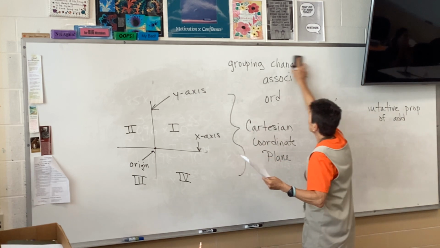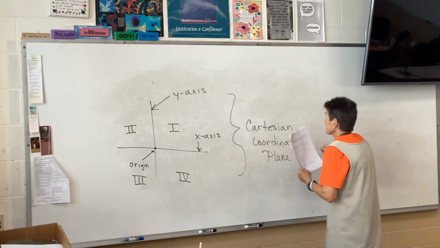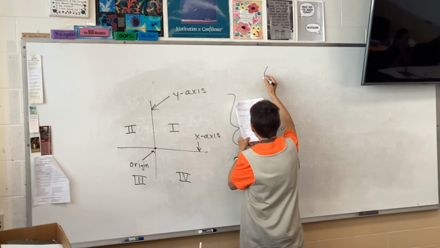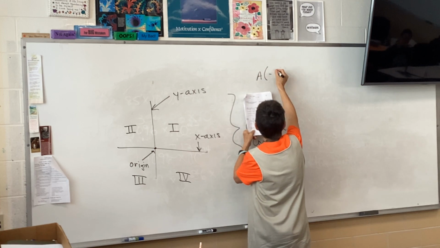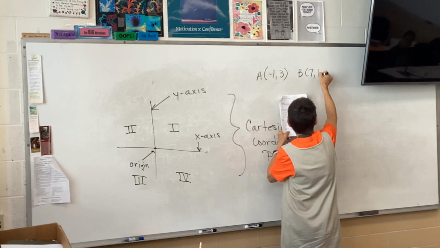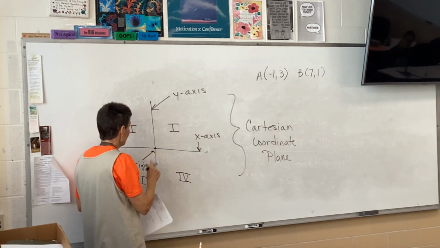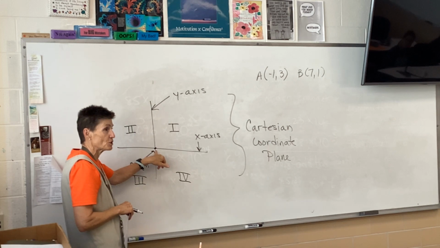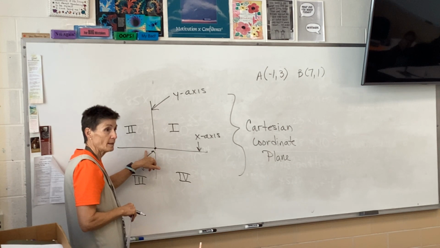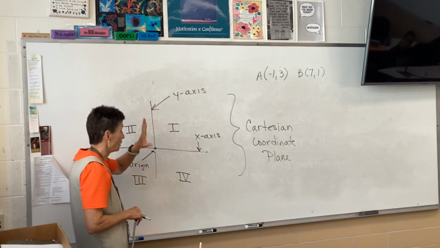That setup identifies points in terms of an X and a Y. So point A is -1, 3. Point B is 7, 1. And everybody knows how to plot those points, right? -1, 3, I would start at my origin, go left 1, and up 3. Okay, we all know how to do that.